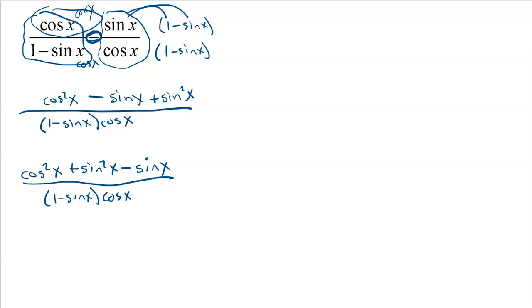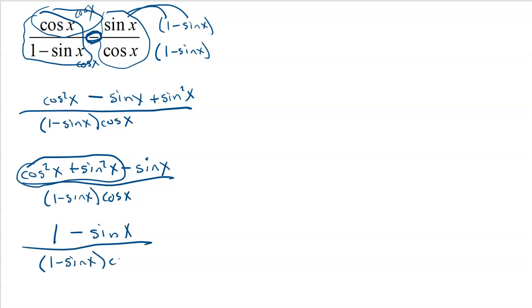But check this out. Cosine squared plus sine squared is 1. That is one of the easiest identities to recognize. So I'm literally replacing all of the cosine squared plus sine squared with just a perfect 1. So now I have 1 minus sine of x over 1 minus sine of x times cosine of x. And wait a minute, there's a 1 minus sine of x on top, and there's a 1 minus sine of x on the bottom. They're going to cancel. They're going to reduce to 1, right? A number over itself is just 1.